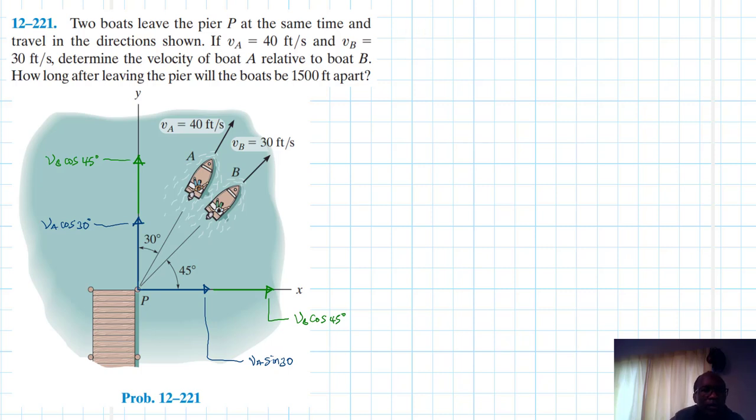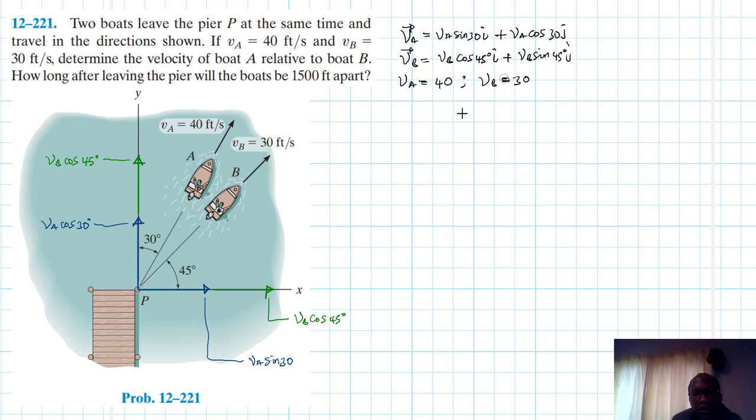Right, so we know that VA is equal to VA sine 30 I plus VA cos 30 J, and then we have VB, which is VB cos 45 I and VB sine 45 J. Our VA is equal to 40, and our VB is equal to 30.